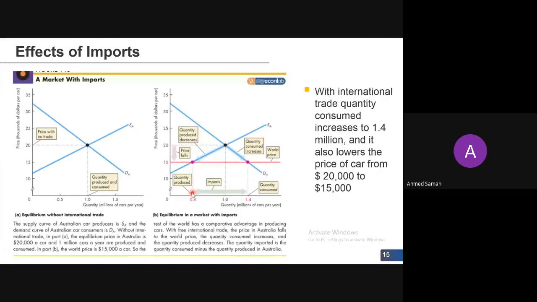So now we see there is a mismatch between the quantity of goods produced in the country and the quantity of goods demanded in the country. In order to fill this gap, imports can work. What we see is that because of imports, the price has fallen for consumers, and more goods are being consumed.